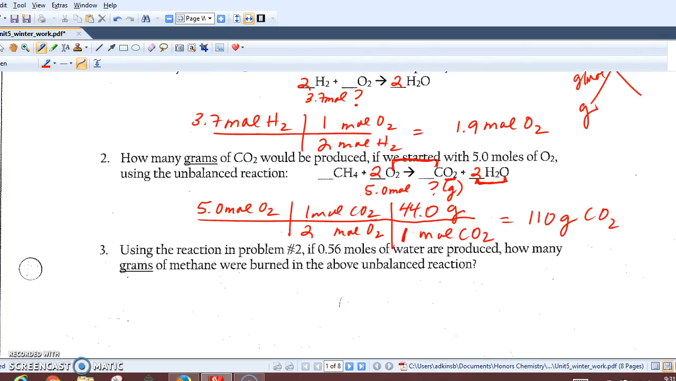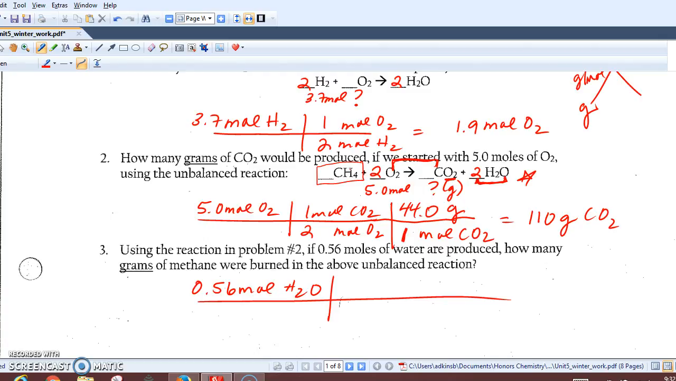All right. Number 3 says, using the reaction from number 2, so this same equation up here, if 0.56 moles of water was produced, then how many grams of methane were burned? Now, if you're looking at this equation, you're like, well, who in the world is methane? First of all, you know it has to be a reactant, right? And you know that that's oxygen, so it's here. You also know every other thing. You guys know that that's water, you know that that's CO2, that's oxygen. So this is methane. That's who they're asking about.